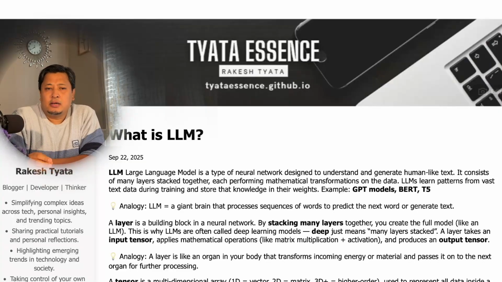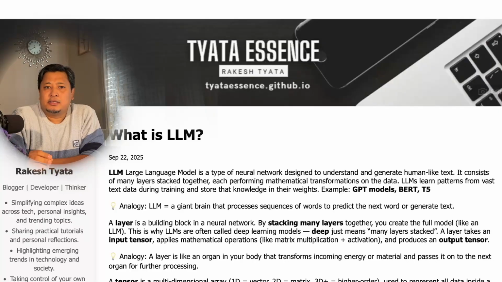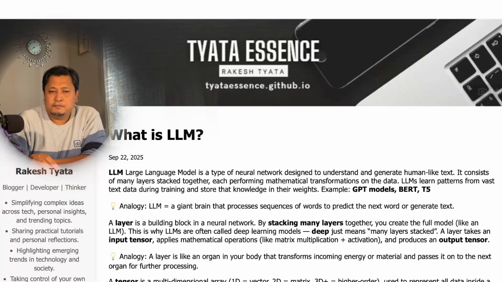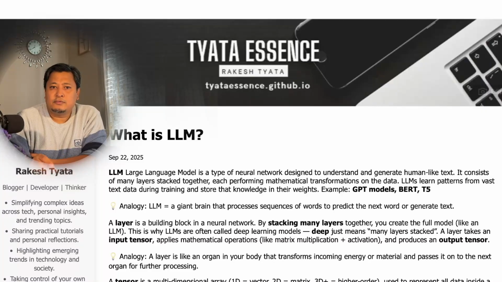So what is a tensor? A tensor is a multi-dimensional array used to represent all the data in the neural network. You can consider the input data, the output data, the activations, and the weights. All of these can be considered as tensors. Compared to the human body, you can consider blood as the tensor. Blood carries energy, signals, and proteins to different parts of the body. In the same way, a tensor carries data to different layers of the neural network.